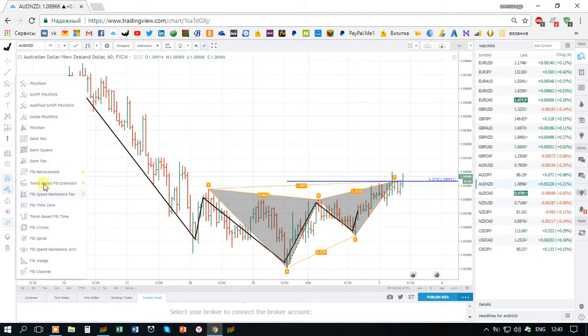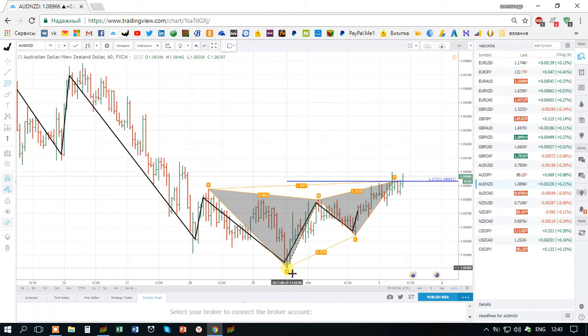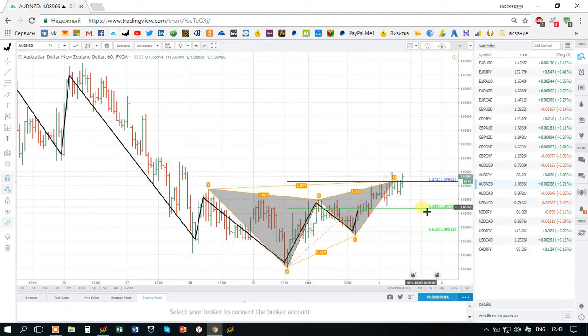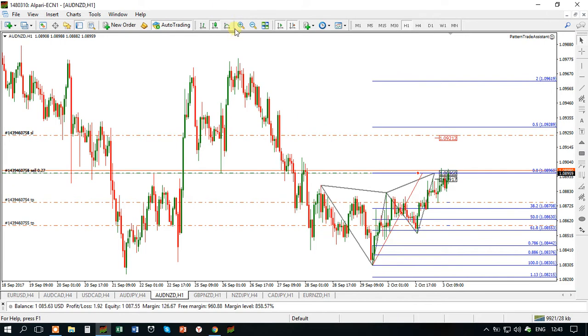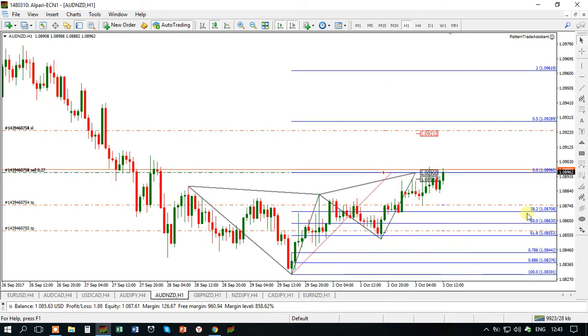Let's see what are the take profit and stop loss? The take profit is this. Let's go to my MetaTrader Aussie New Zealand. Here it is. Here's the take profit, and this is the take profit. And you can see the take profit is higher than the level of 382. Why is this so? Because we have violated our D point.